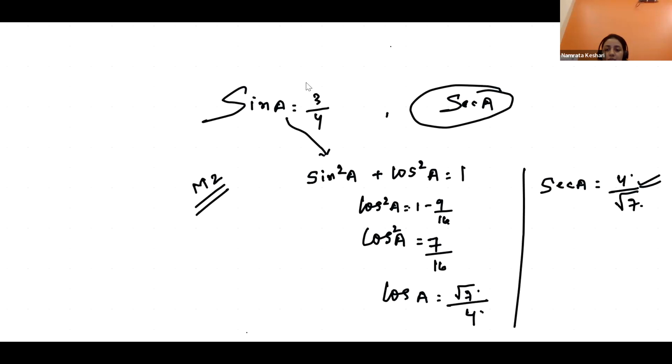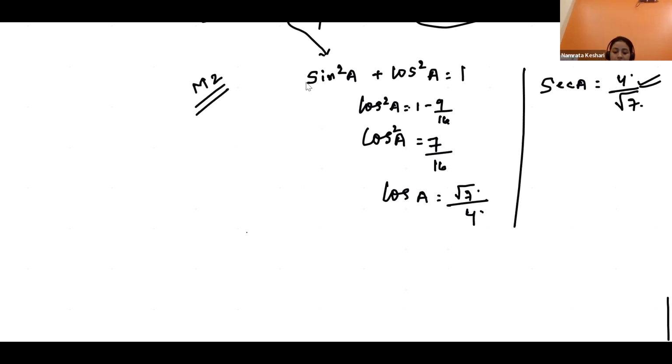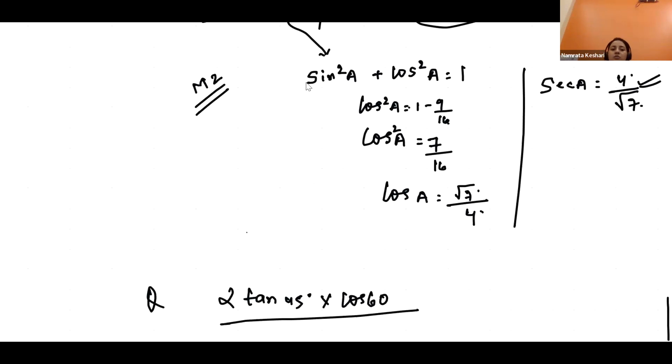Let me give the next question. The trigonometric table, all the values must be on your tips. So the next question is 2 tan 45 degree. In trigonometry the question can't be that tricky and tough. They can only give you this type of question, and if you know the trigonometric values of 30 degree, 60 degree, 45 degree, then this type of question is very simple. Please calculate it now.